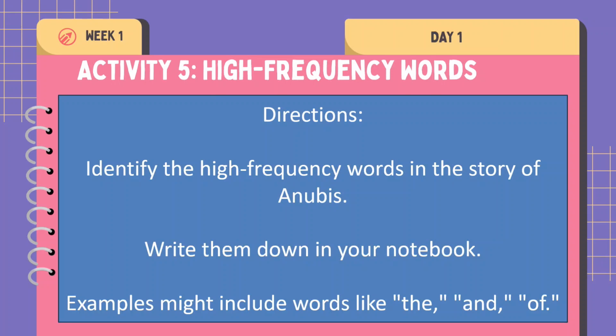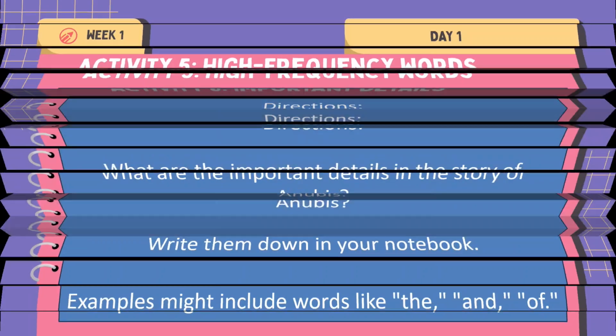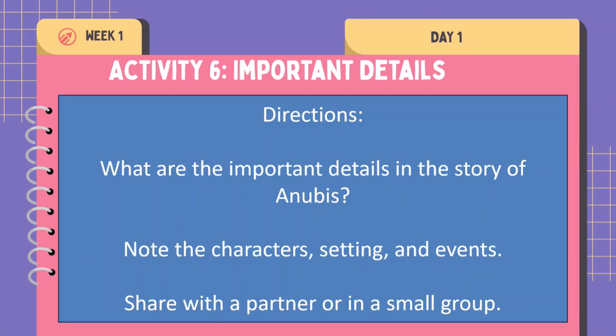Identify the high-frequency words in the story of Anubis. Write them down in your notebook. Examples might include words like the and of. What are the important details in the story of Anubis? Note the characters, setting, and events. Share with a partner or in a small group.